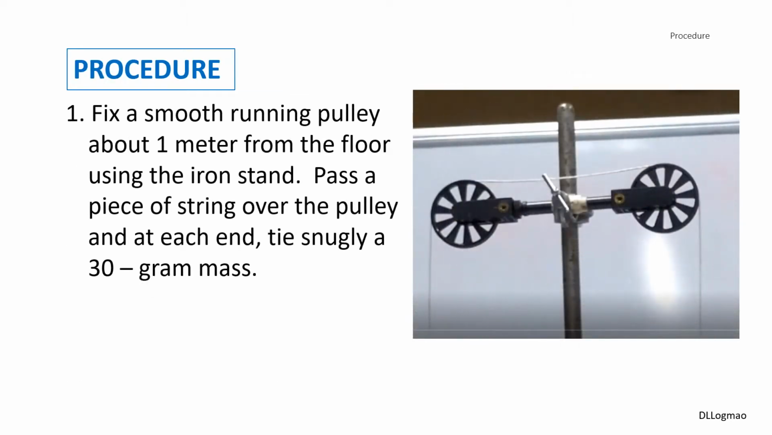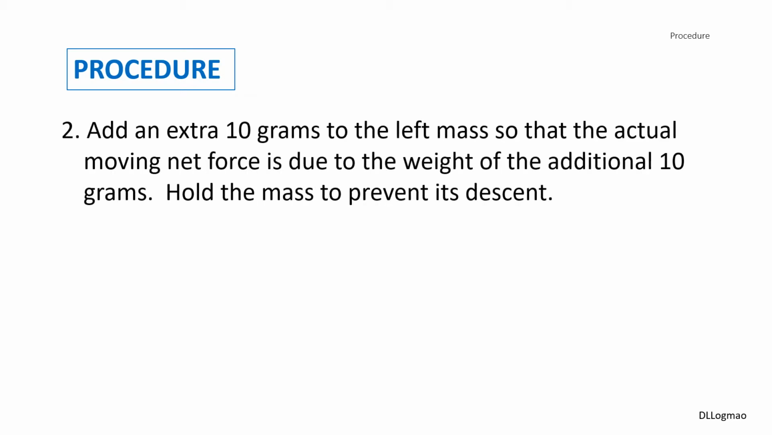The procedure: Fix a smooth running pulley about 1 meter from the floor using the iron stand. Pass a piece of string over the pulley and at each end tie snugly a 30-gram mass. Add an extra 10 grams to the left mass so that the actual moving net force is due to the weight of the additional 10 grams. Hold the mass to prevent its descent.